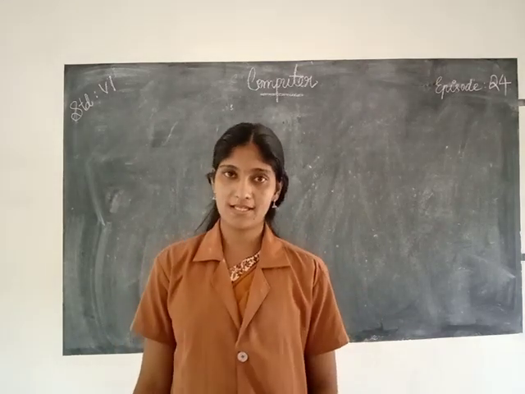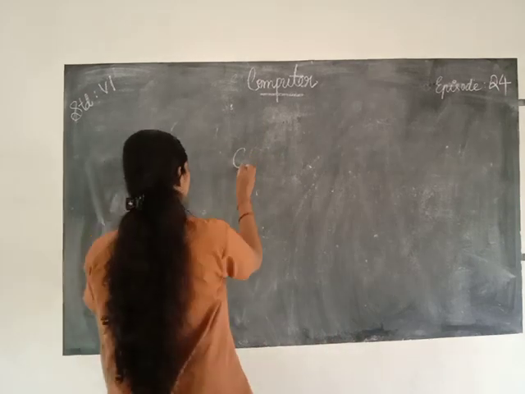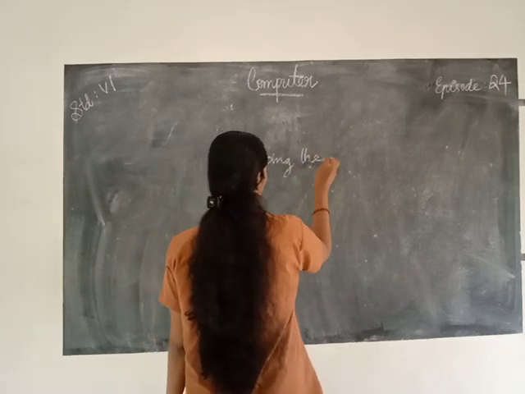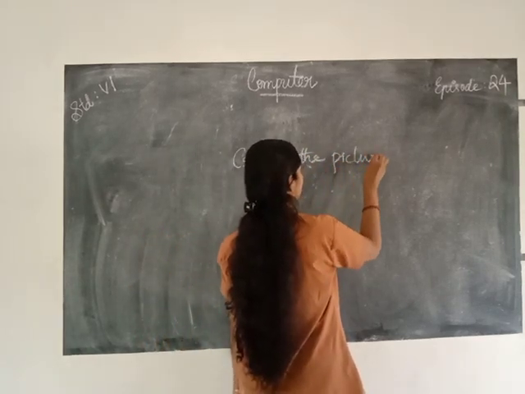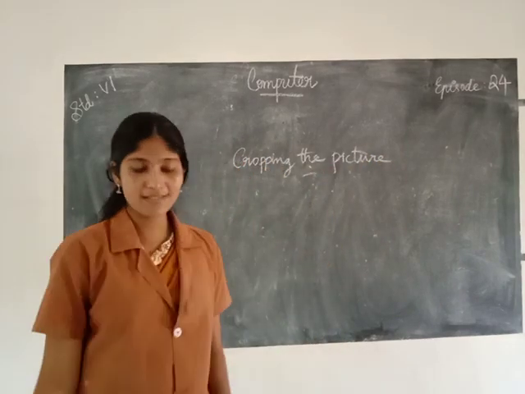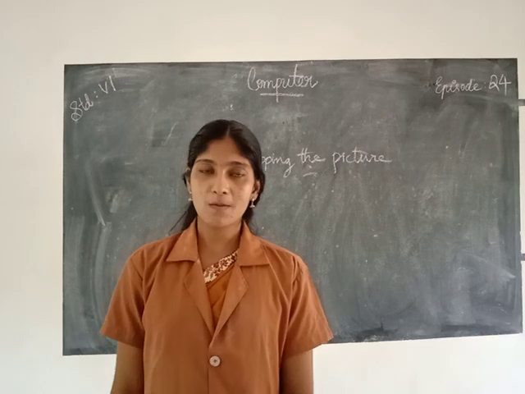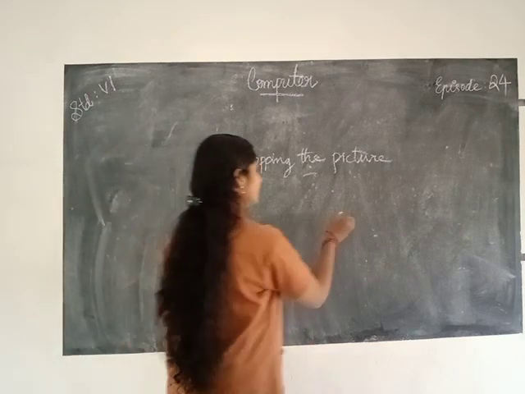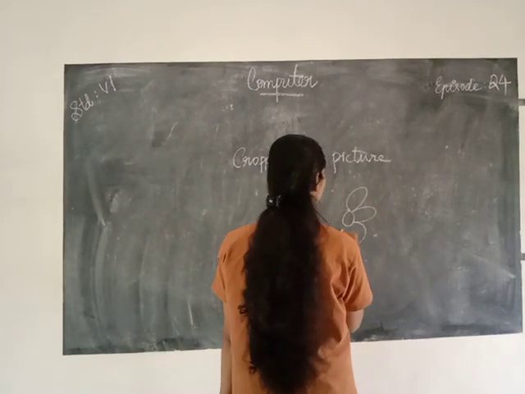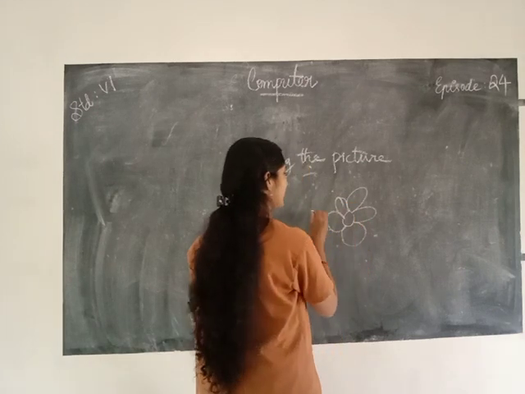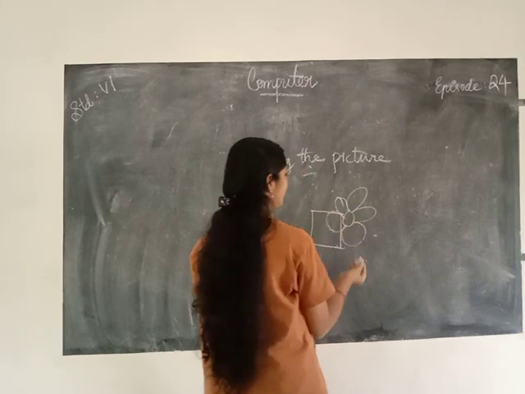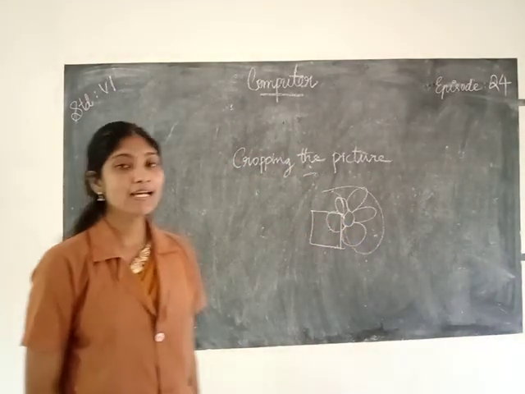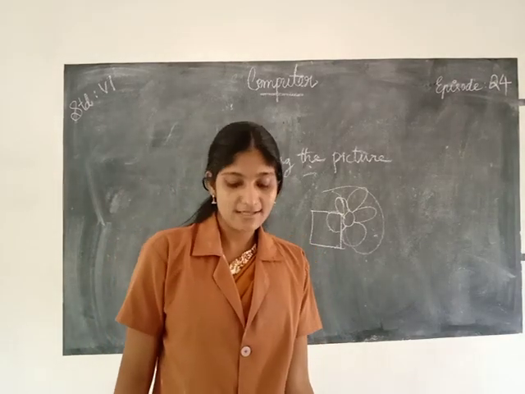First one, cropping the picture. Yes, cropping the picture means we already know what is cropping. Cropping means retaining the required area of a picture and deleting the rest. For example, this is a flower and we retain some area of the part and delete the remaining. So that is cropping. Cropping means to retain the area you selected and delete the remaining.